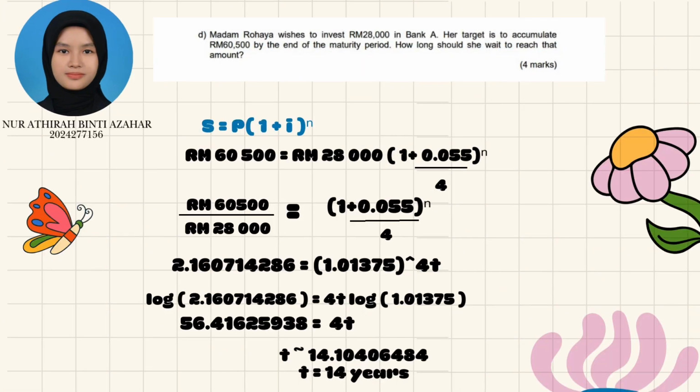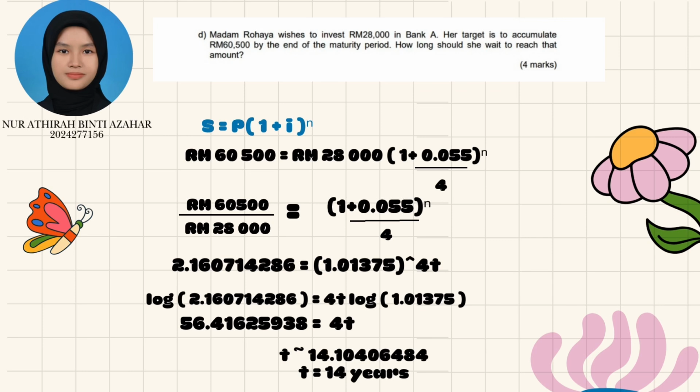D. Madam Rohaya wishes to invest RM 28,000 in Bank A. Her target is to accumulate RM 60,500 by the end of the maturity period. How long should she wait to reach that amount? Alright, for this question, we're still going to use the same formula, that is S equals P(1 + i) to the power of n. But the calculation is going to be different. Since we need to find the power of n, we will be using log. So after you have inserted the formula, the next thing you are going to do is divide RM 60,500 by RM 28,000.